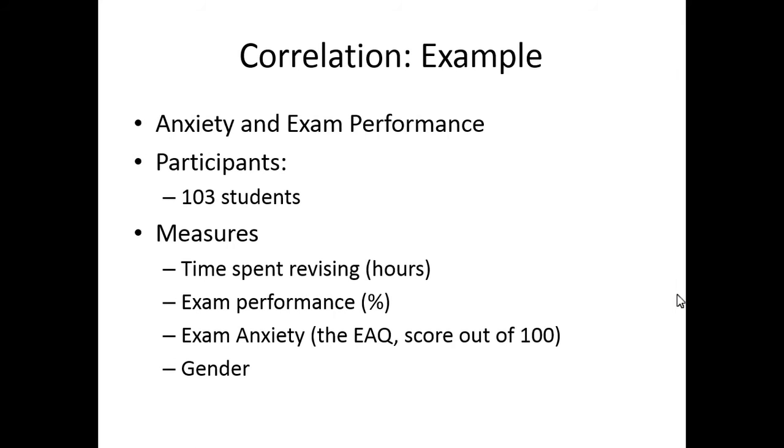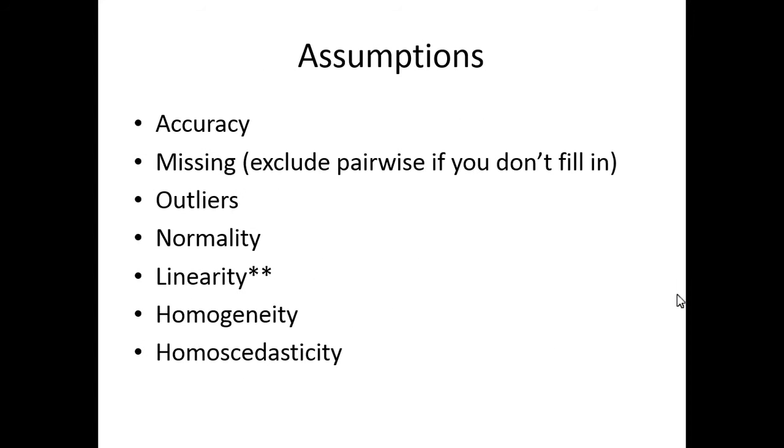So let's do an example. We already got this data set loaded, hopefully. We've got time spent revising, exam performance, anxiety, and gender. If we were to screen this for correlation, yes, you still have to screen the data. I told you you would get tired of it, and it would be easy. So accuracy, missing: if you're doing correlations, exclude pairwise. If you've got multiple correlations you're calculating, don't delete a whole line, just exclude them pairwise.